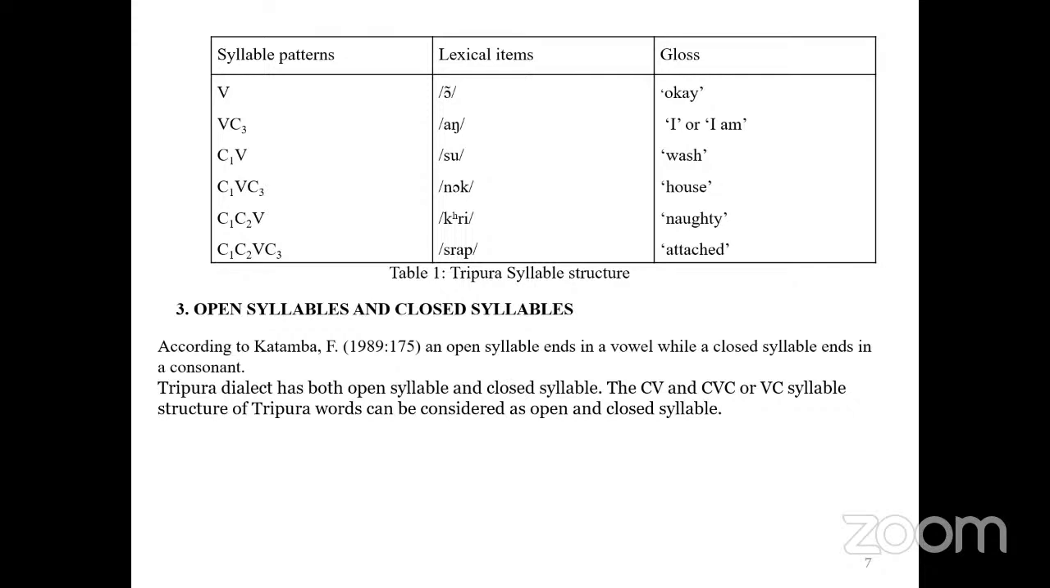Let's talk about open syllables and closed syllables. I have referred to Francis Katamba here, and he says that an open syllable ends in a vowel, while a closed syllable ends in a consonant. The Tripura dialect has both open and closed syllables. The CV structure is open, and CVC or VC syllable structures of Tripura words can be considered closed syllables. Next slide.